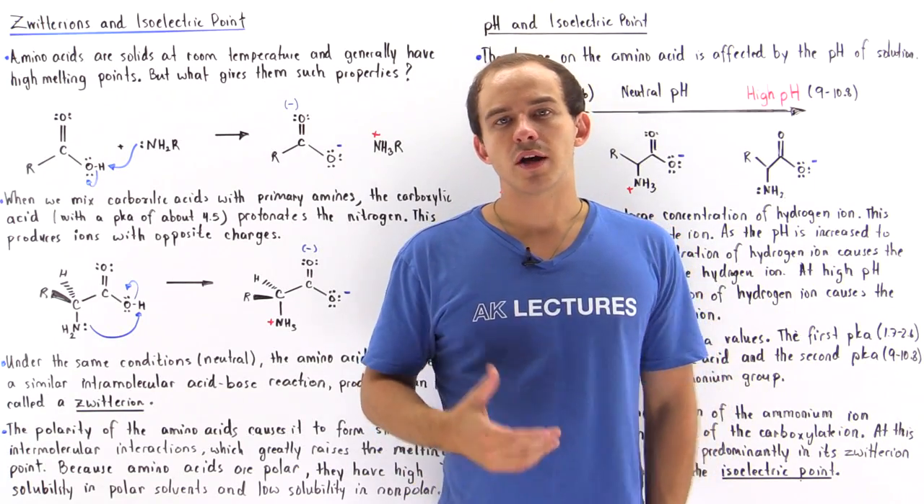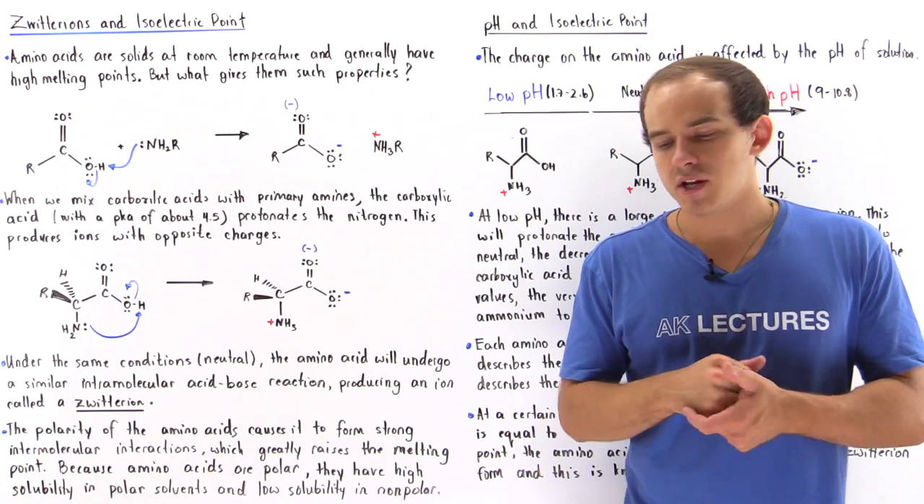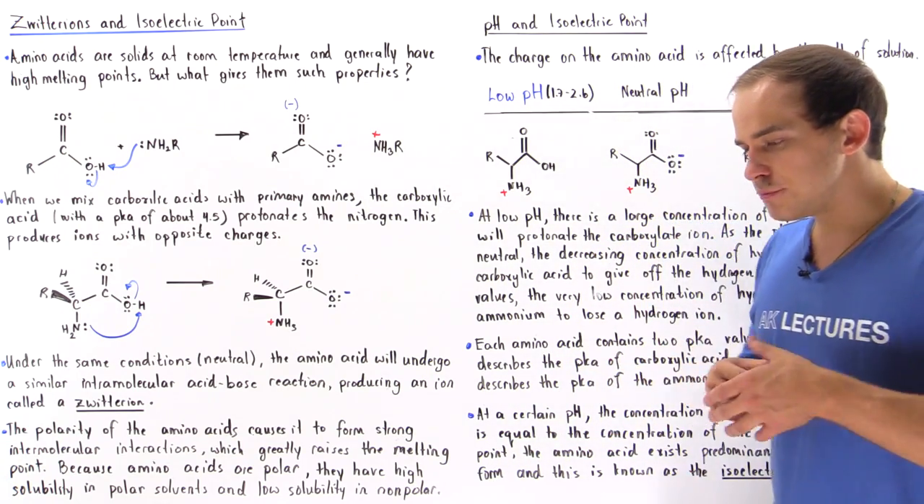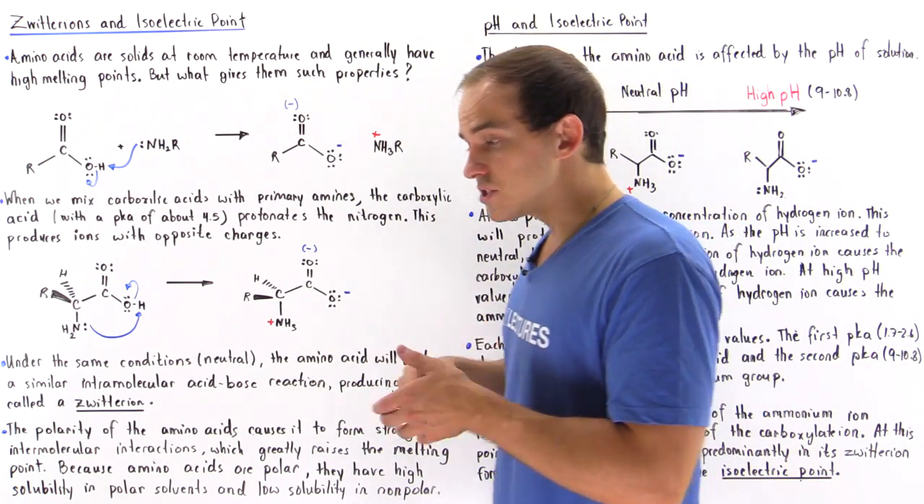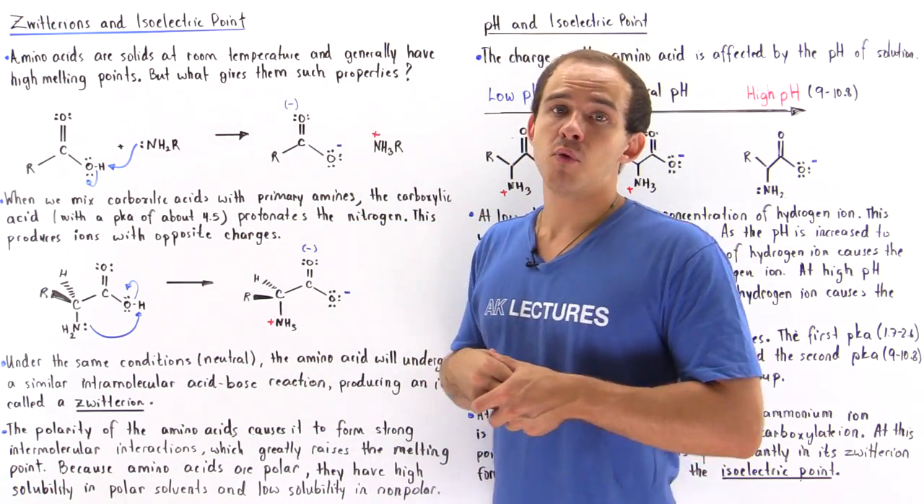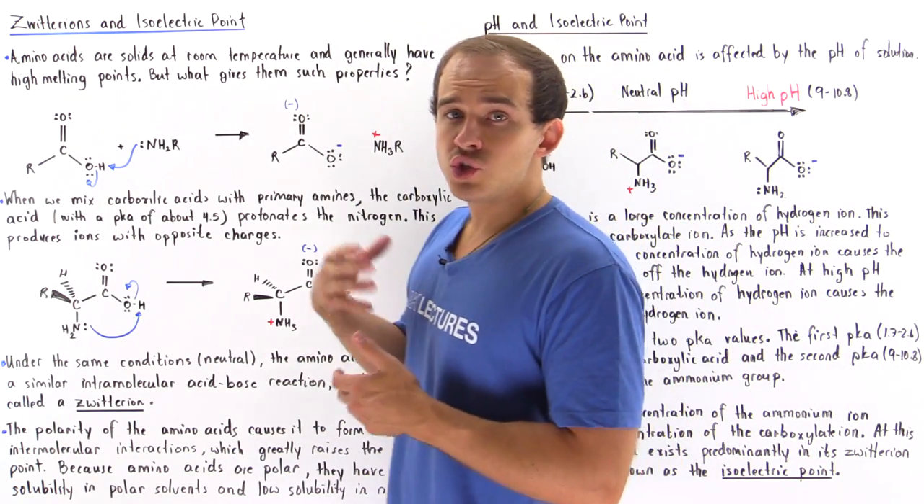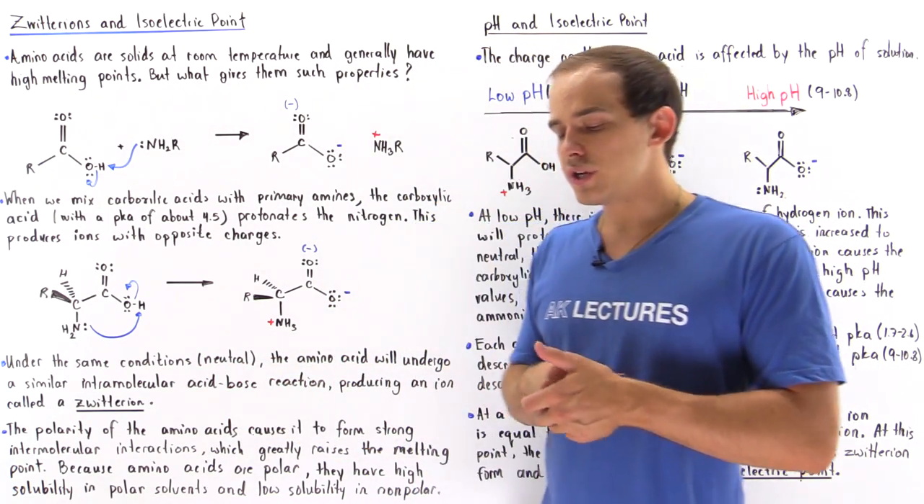So let's continue our discussion on amino acids and let's focus on the properties of amino acids. Now, generally speaking, amino acids are solids at room temperature, and that's because they have very high melting points. The melting point of amino acids ranges between 200 and 300 degrees Celsius.